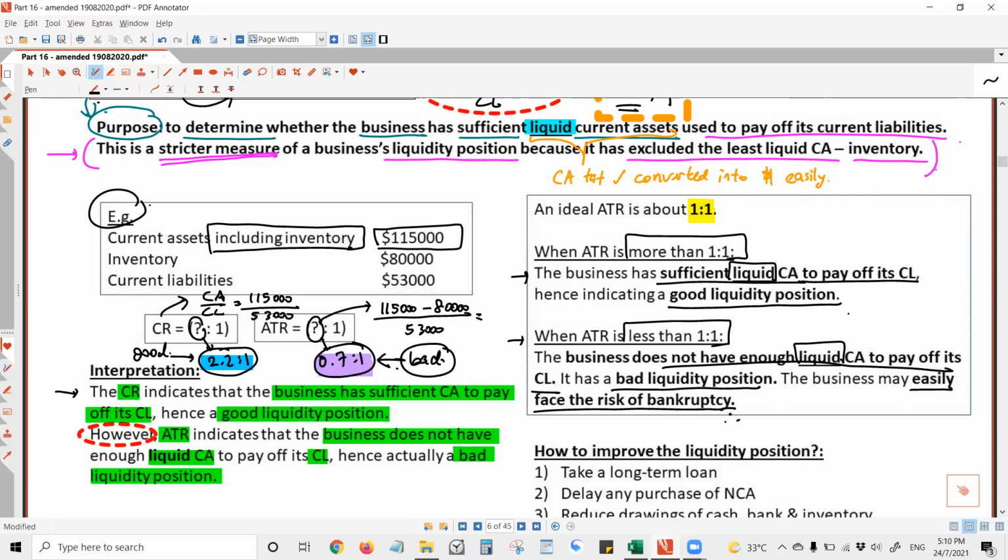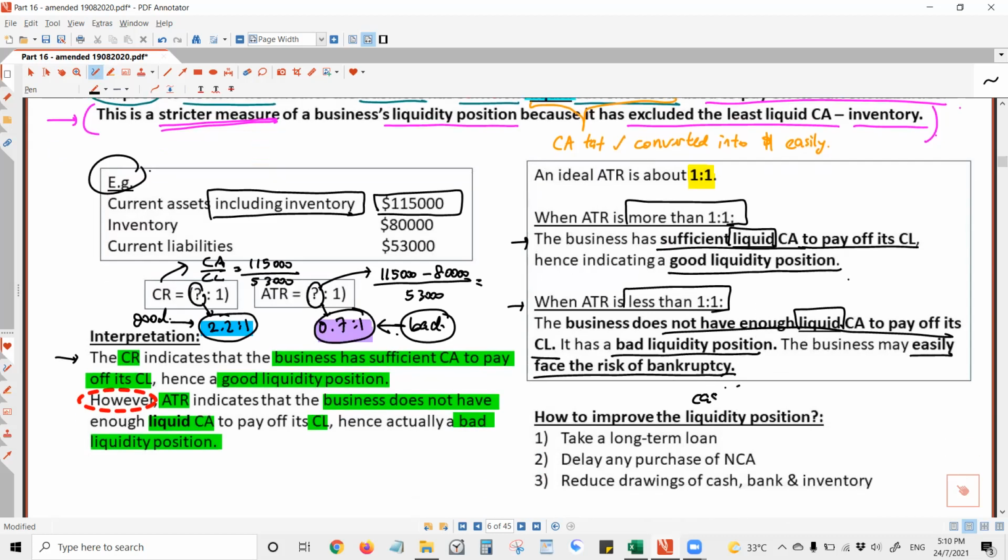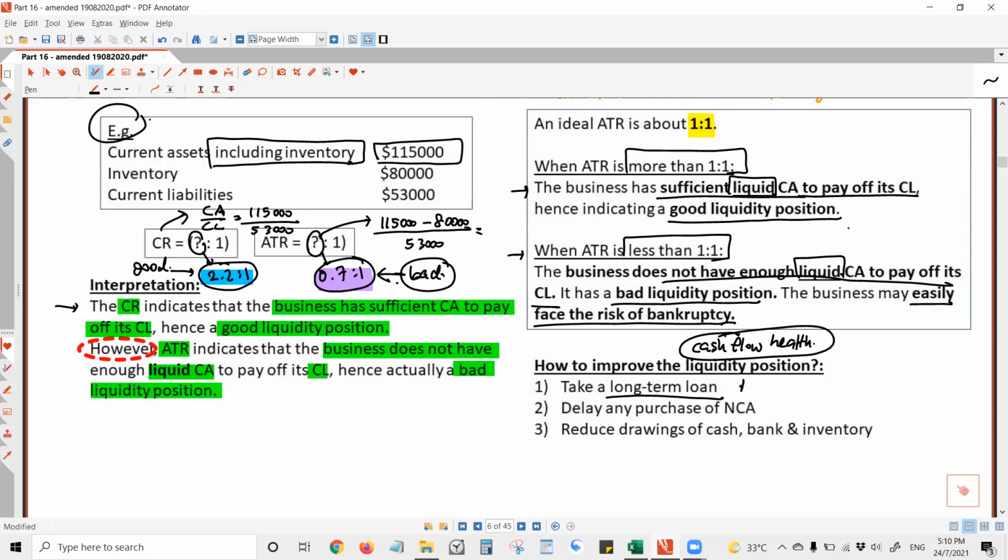Okay, so that's it for these two formulas, current ratio and acid test ratio. In some questions, they may ask you, how can they improve the liquidity position? That means, how can they improve the cash flow health? So here are some ways that you can make use of to write the answers in the exam. First one, take long-term loan. Okay, so see what happens when you take long-term loan. You debit cash or bank, depending on what form of money you receive for the loan. Then you credit long-term loan.